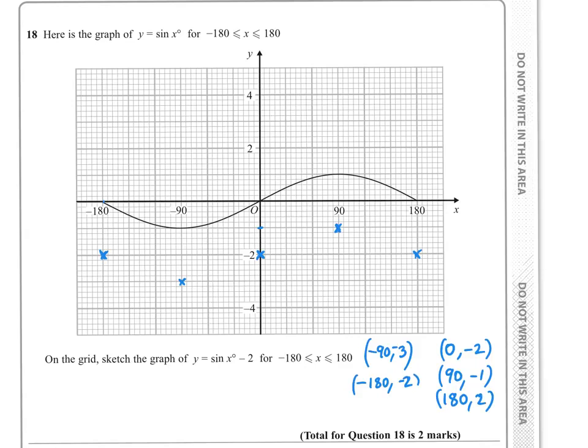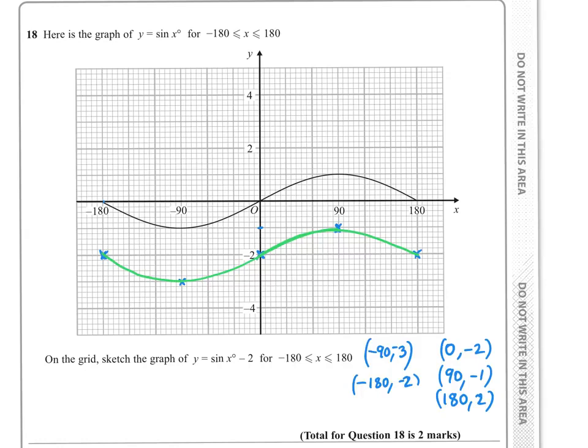So all I've got to do is smoothly join those up. So we'll start with this side first. So I'll just move this around a little bit. So that's that one done. And then I'm just going to turn my drawing surface around so it's easier to get the nice curve on this one. And that would be my graph between negative 180 and 180.